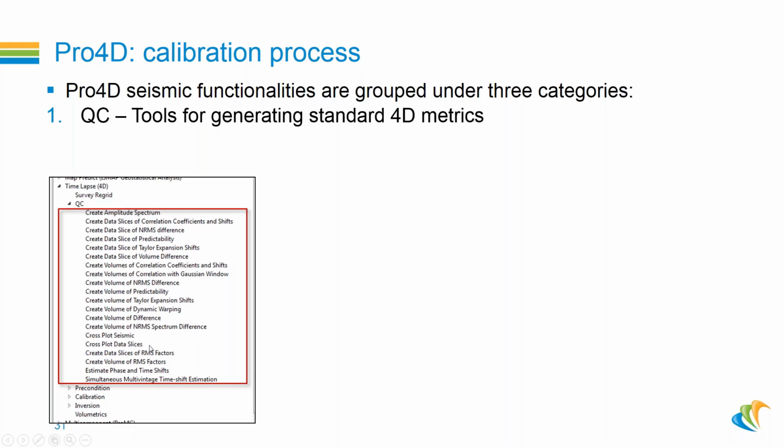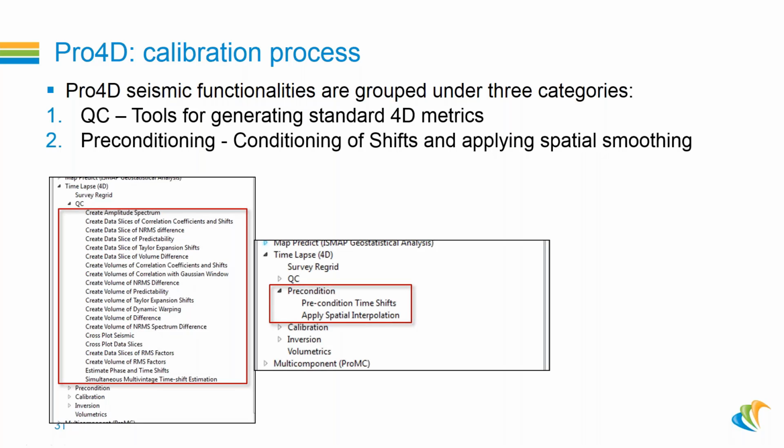Those will create some metrics for us, but those metrics might need some corrections. So we apply some corrections or condition those. So that's the next step. For example, we condition the time shifts. Not every time shift is acceptable for us because some have low correlation between the base and monitor. So we need to accept the time shifts which have high correlation. So we can apply, for example, smoothing or removing the undesired time shifts and interpolate again. This will be preconditioning.